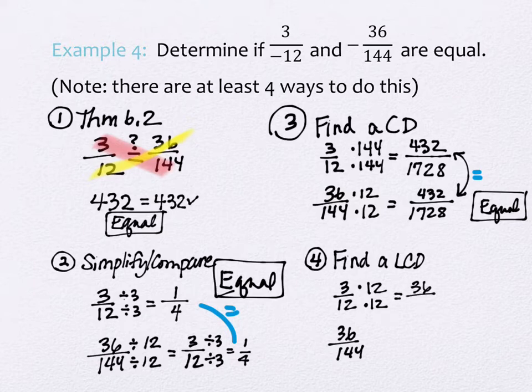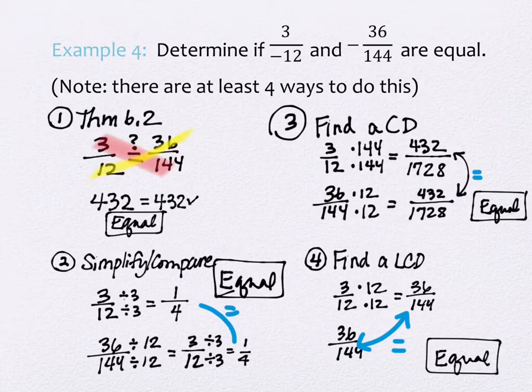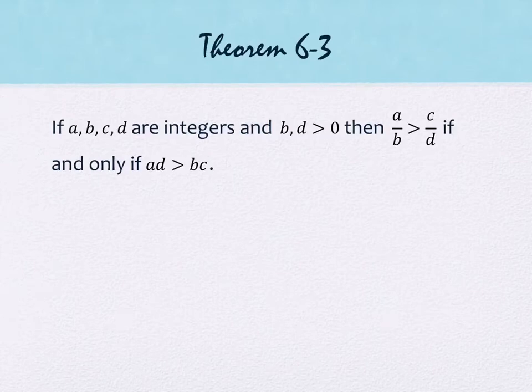This, of course, gives me 36 over 144, just like I already had on the other fraction, right? These are equal. So the original two fractions were also equal. Okay, so that's just being able to compare, are they equal? There's a very slight change, and we can actually compare which one's larger using that same Theorem 6.2's idea. And that is happening in Theorem 6.3.